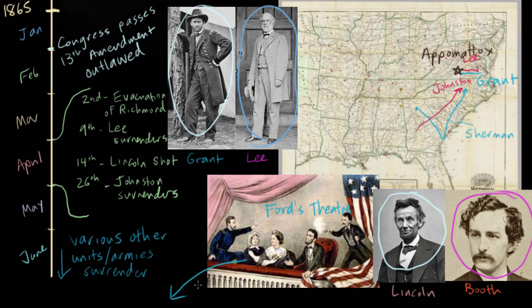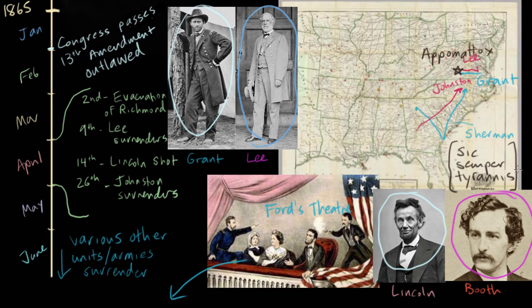There's some confusion over what Booth said when he jumped out of the box. A lot of people say that he yelled "Sic semper tyrannis," which means "thus always to tyrants," and is also the motto of the state of Virginia. Other people heard him say things like "I've done it," or "revenge for the South," but "Sic semper tyrannis" is kind of the famous phrase that has come out of this. So Booth is calling Lincoln a tyrant, and that tyrants are eventually always assassinated.